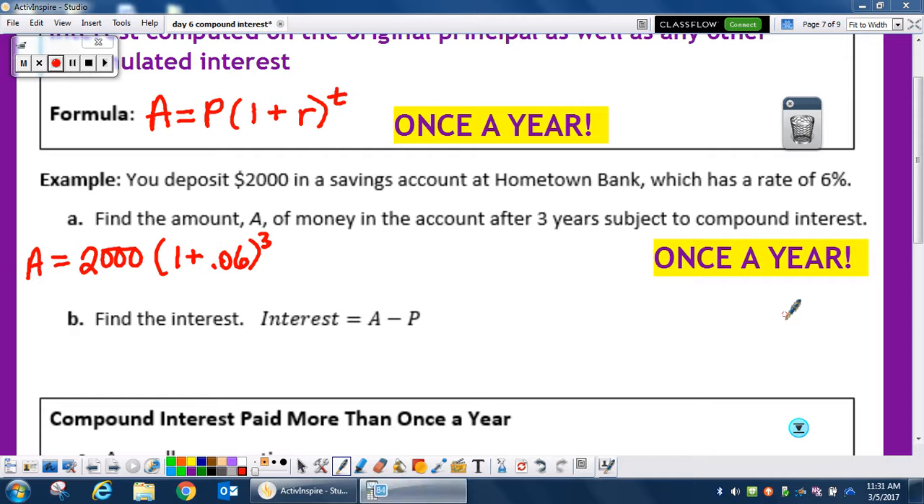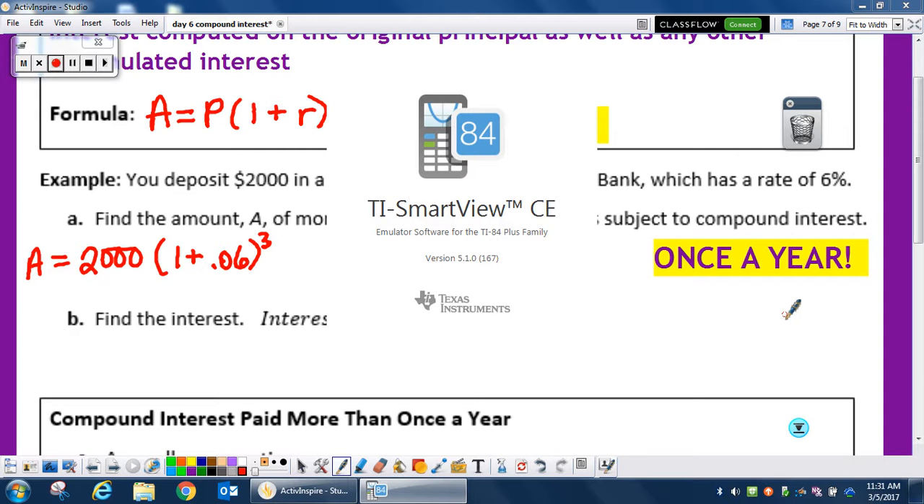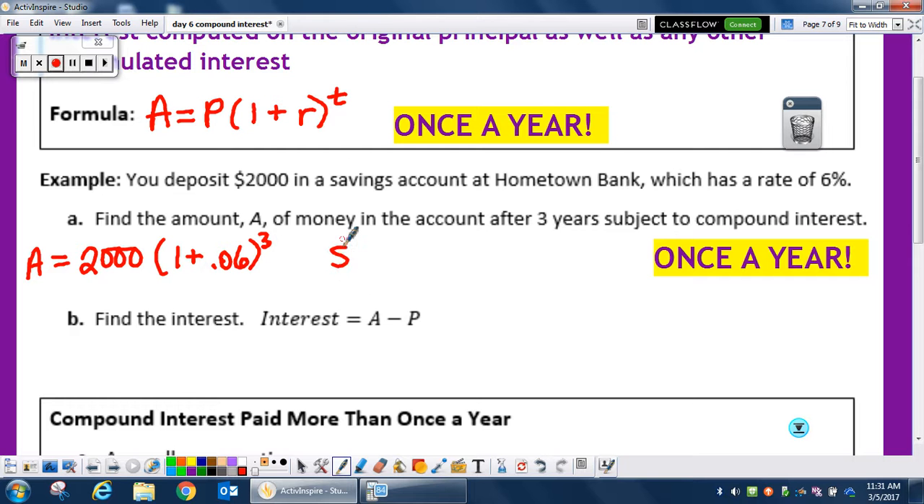If you do this, you get 2,000 times the quantity 1 plus 0.06, and make sure you use the parentheses. You should get, let's see, $2,382.03. So what that means is after 3 years, the savings account that you had would have gotten to $2,382.03.